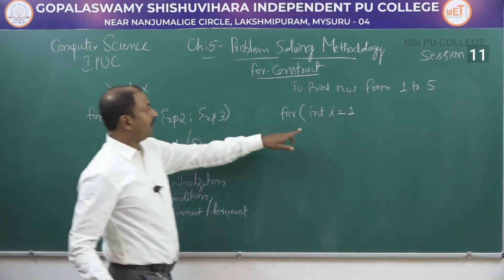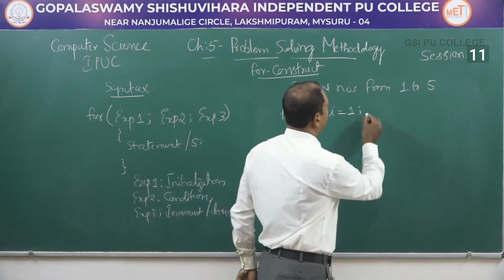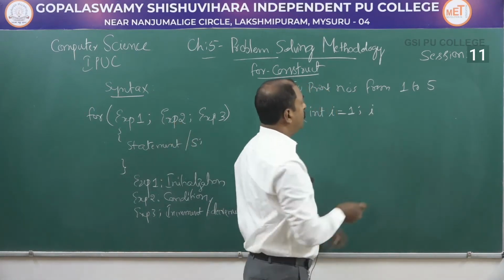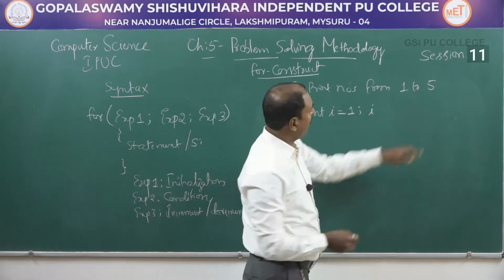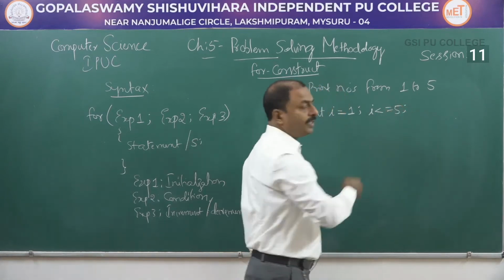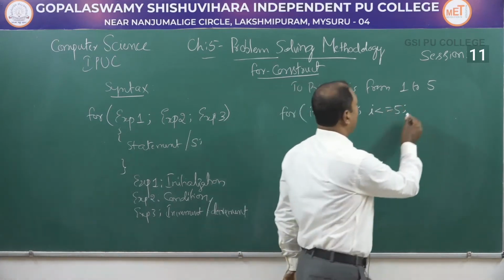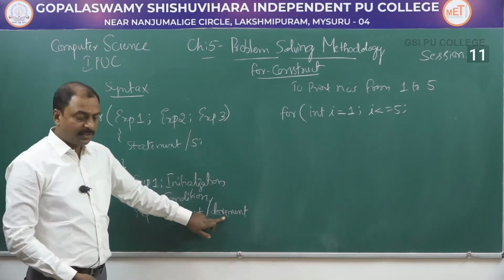This is expression 1; semicolon; expression 2 here. This is the condition. So I want to print as long as the condition is true and the final value is 5. I can write here i less than or equal to 5 and semicolon. Then immediately after this, expression 3 is either an increment or decrement statement.